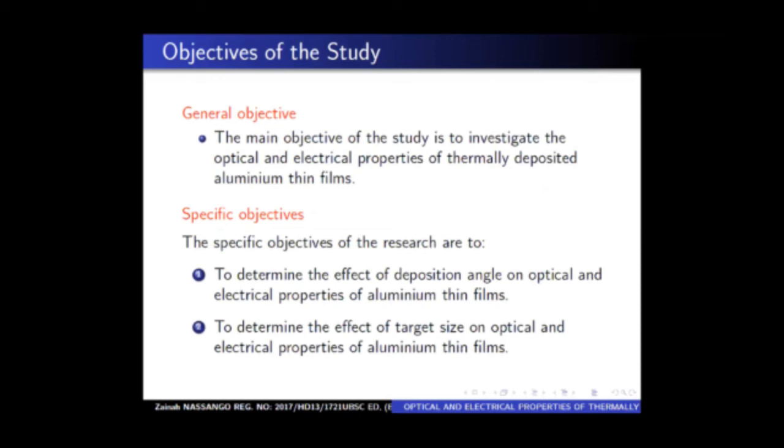Then the objectives of my study. My general objective is to investigate the optical and electrical properties of thermally deposited aluminum thin films. My specific objectives in this research are to determine the effect of deposition angle on the optical and electrical properties of aluminum thin films, and to determine the effect of the target size on the optical and electrical properties of aluminum thin films.